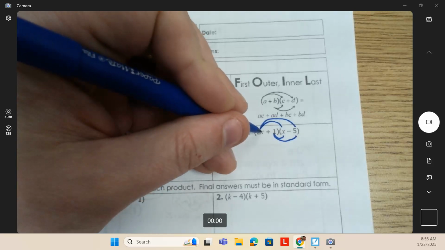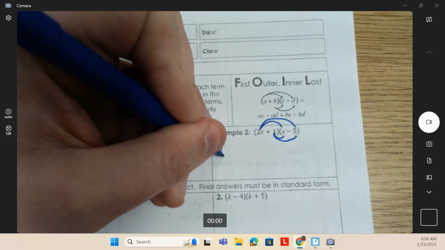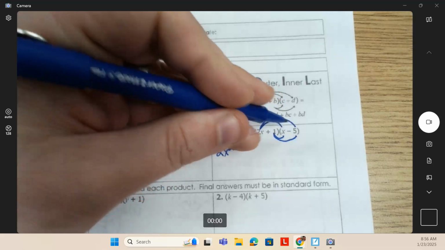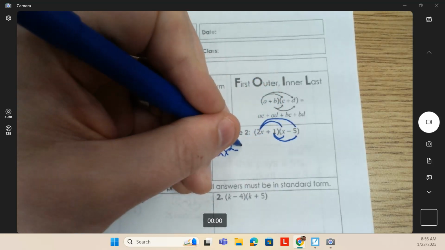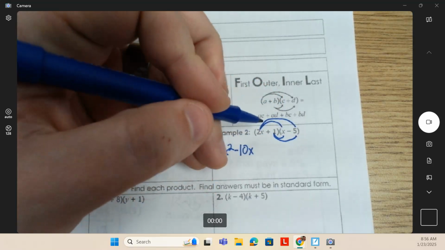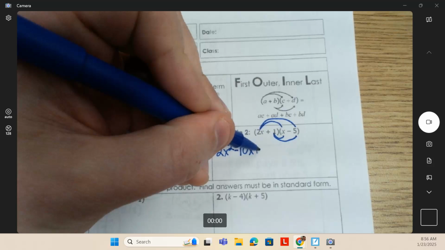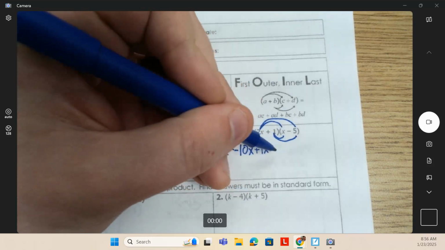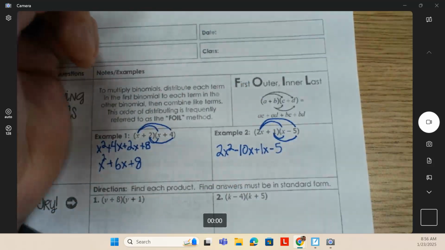So 2x times x would be 2x squared. 2x times negative 5 is going to be negative 10x. 1 times x would just give me a 1x. And positive 1 times negative 5 would give me a negative 5.